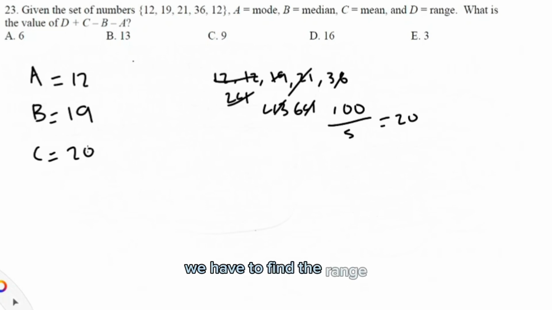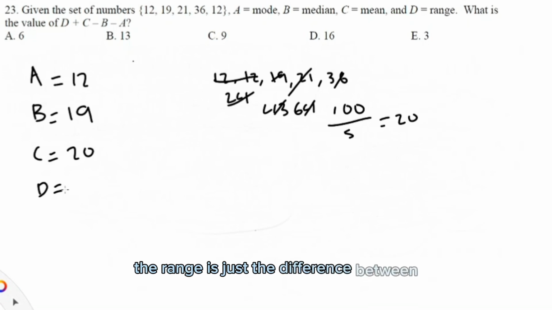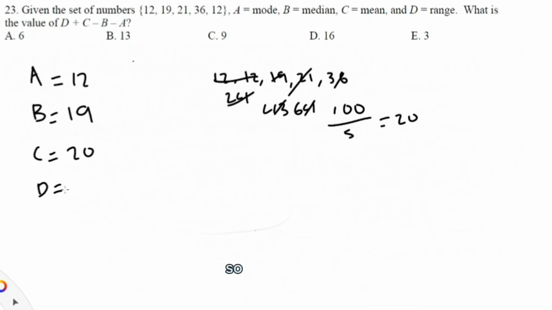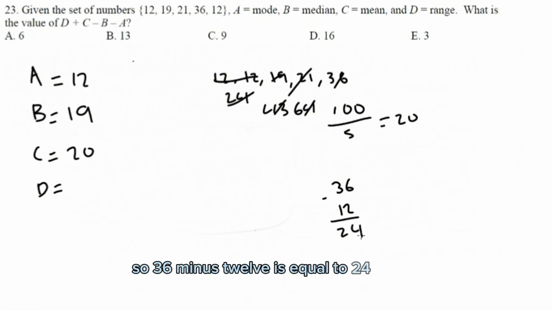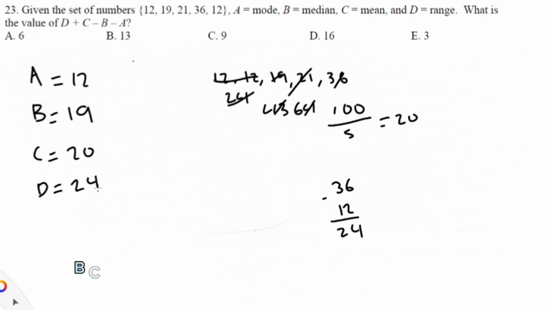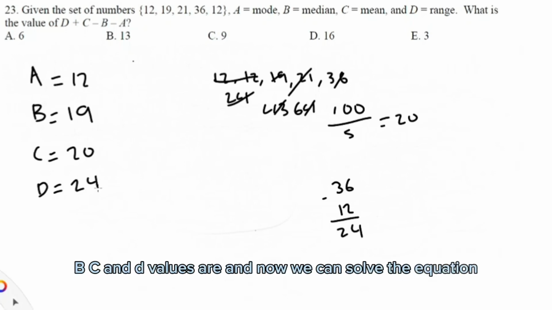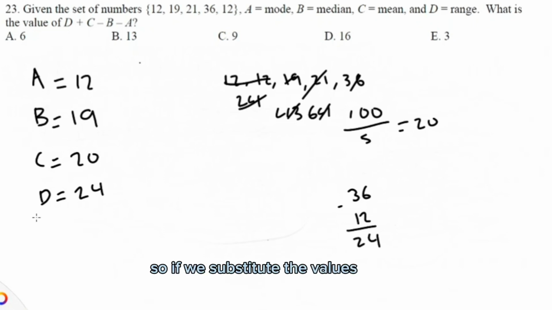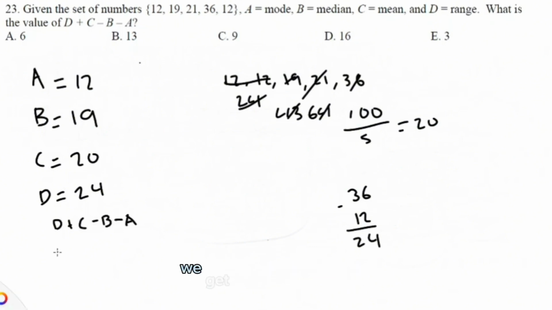Finally, we have to find the range, which is D. The range is just the difference between the greatest number and the least number. So in this case, 12 is the lowest number and 36 is the highest number. So 36 minus 12 is equal to 24. Alright, now we know what our A, B, C, and D values are, and now we can solve the equation. So if we substitute the values into D plus C minus B minus A, we get 24 plus 20 minus 19 minus 12.